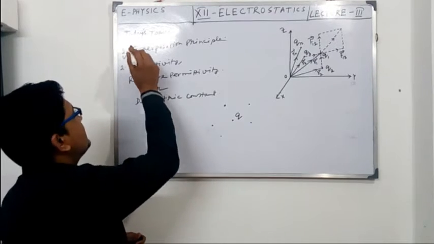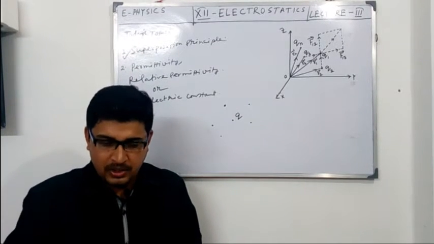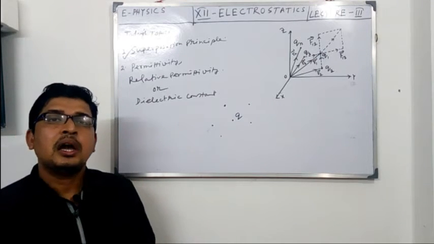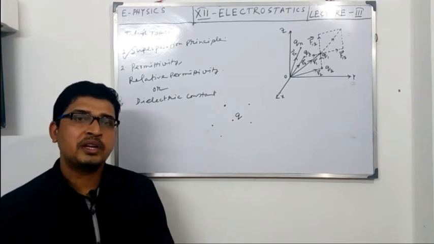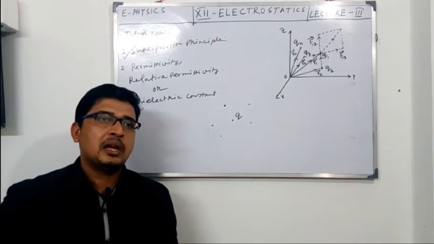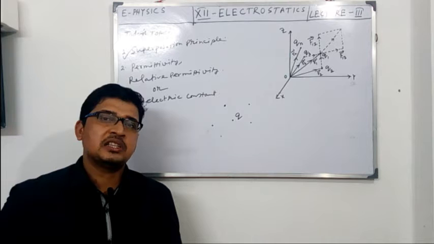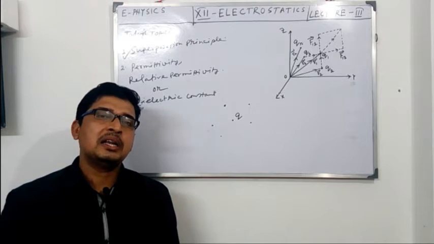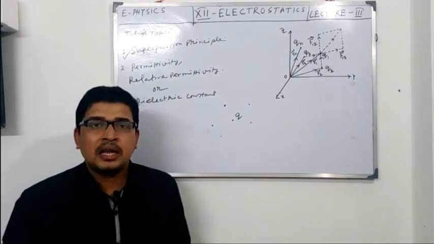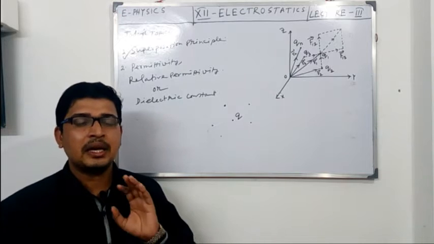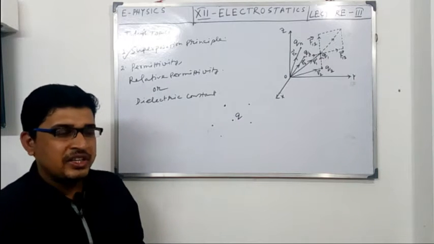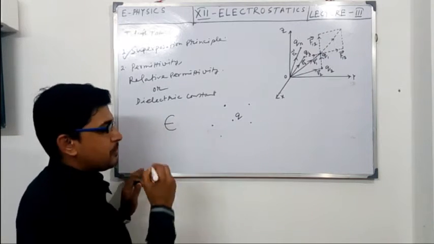Number 1, the superposition principle. With the help of this principle, we calculate the amount of electrostatic force on a particular charged particle due to n number of other charges. And number 2, we shall discuss a new quantity that we have seen in Coulomb's law, known as the permittivity, and we denoted this quantity by epsilon.